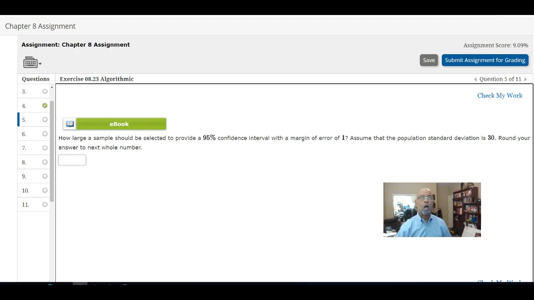So again, all I'm going to demonstrate here is how to use the statistical toolkit to solve these problems in the interest of time. There is, of course, a formula in the textbook, which you should have read and you should be familiar with in order to solve this problem.